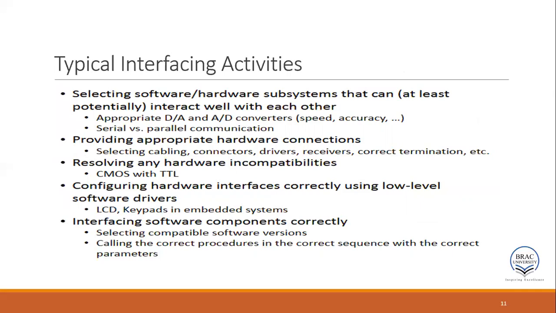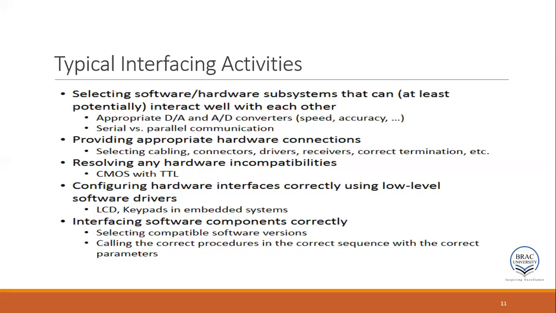Here are some typical interfacing activities. Interfacing activities help to select software and hardware subsystems that can interact well with each other. I have already given examples of digital to analog and analog to digital converters and also serial and parallel communication. Interfacing provides appropriate hardware connections. It helps to select cables, connectors, drivers, receivers, etc. It also resolves any hardware incompatibilities. Interfacing also helps configure hardware interfaces correctly using low-level software drivers.